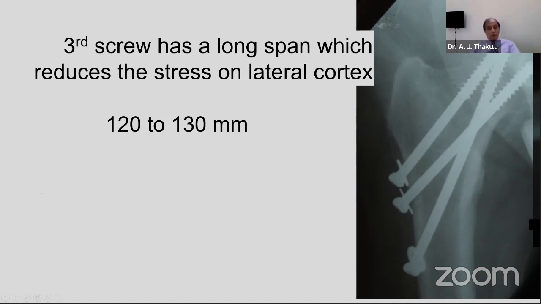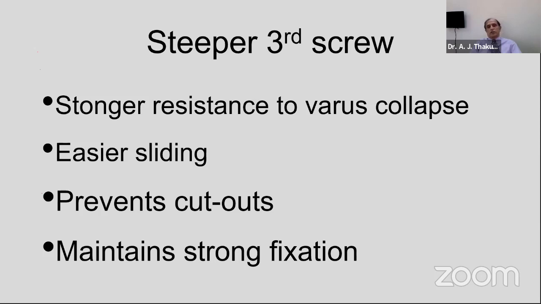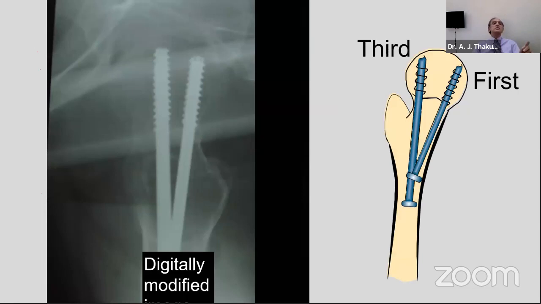I repeat, this is only working like a support, not a compression screw, as you can see. These two are compressing. This is only supporting that. And it has got a hold here, and at the posterior cortex in the third dimension. Stronger resistance to varus collapse, easier sliding, prevents cutout, and maintains strong fixation. So this is a new method. It's worth thinking about.